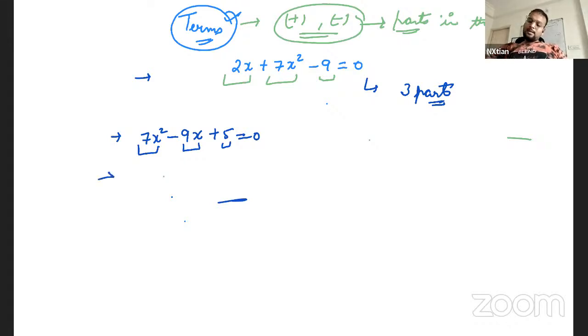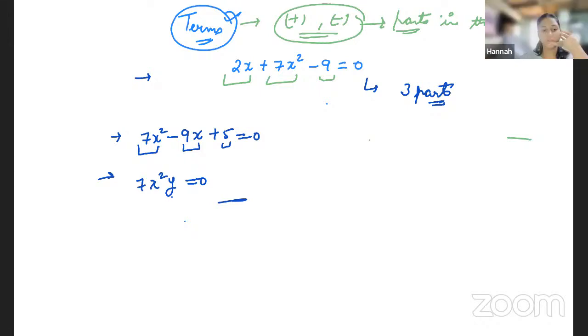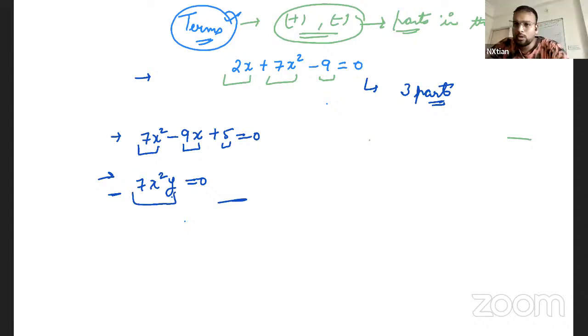Okay. If I write 7x squared y is equal to 0, how many parts are there? Understand, there's only one. Yes, it's only one because there is no plus and minus. It's only one. Understood, guys? The meaning of term.